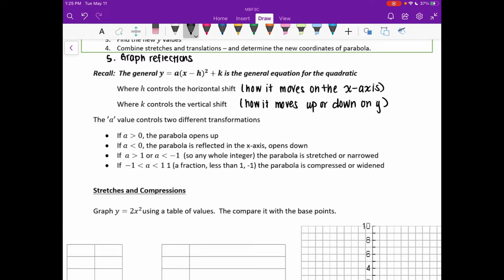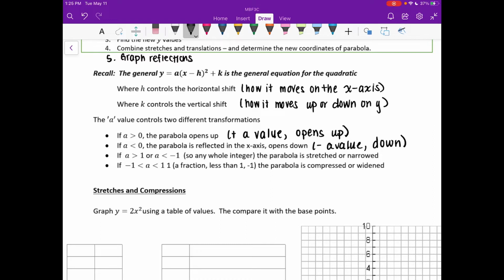Right? What A controls is kind of two different things. It tells us which direction the parabola will open. So if A is greater than 0, which means that if you have a positive A value, the parabola opens up. And then if you have a negative A value, the parabola actually opens down. How I like to see this is if you have a positive, you're in a happy mood, so the parabola kind of looks like a smile. And if A is less than 0, so it's a negative mood, your parabola looks down, so it kind of looks like a frowny face, right?